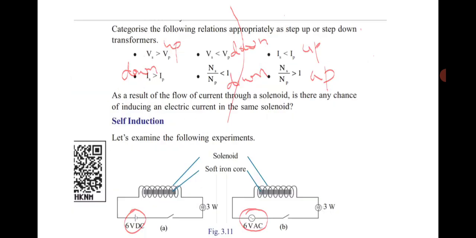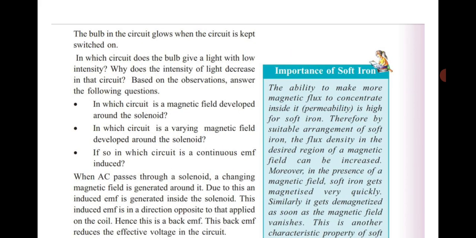In this picture you can see there is a bulb, and when the switch is on in the two conditions, the bulb glows. Which bulb glows brighter than the other? Let us discuss the reason for the difference in the brightness of the bulb. The bulb in the circuit glows when the circuit is kept switched on.